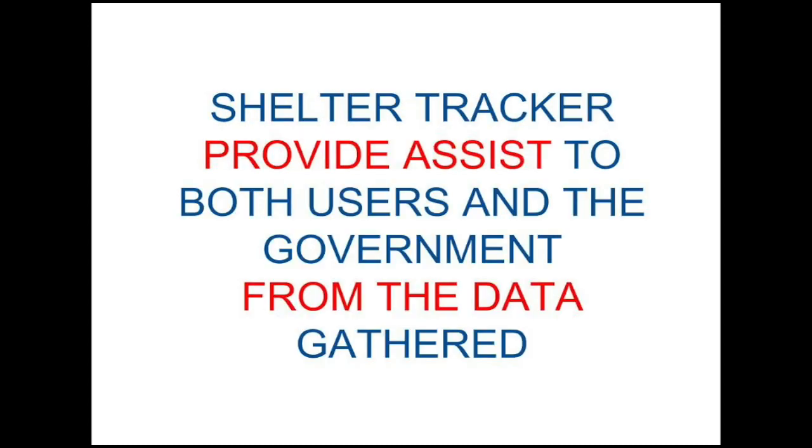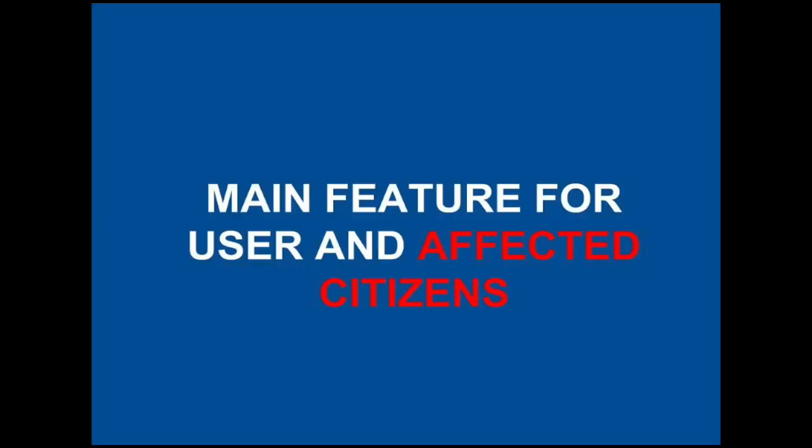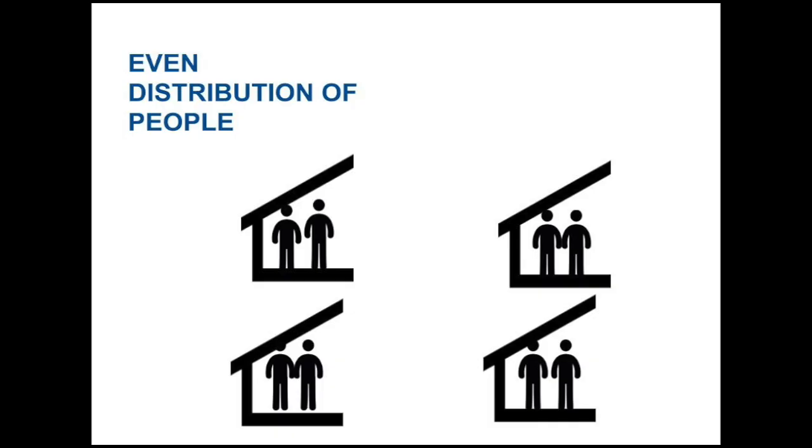Shelter Tracker provides assistance to both users and the government from the data gathered. For example, Shelter Tracker's main feature for users and affected citizens includes the benefit of even distribution of people. If people know the capacity of the shelter and know how many people are in there, they might know whether a shelter is full or not. They might choose to go to another shelter, or they might choose to go to a farther shelter because it has fewer people in it.